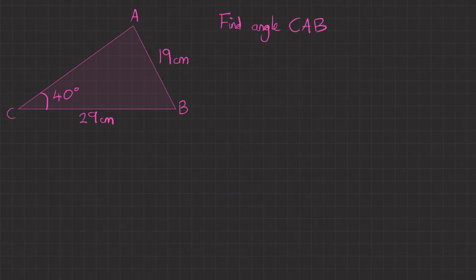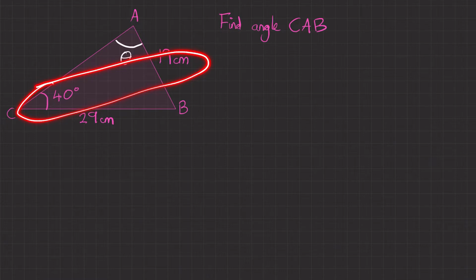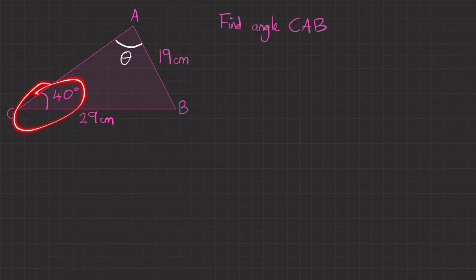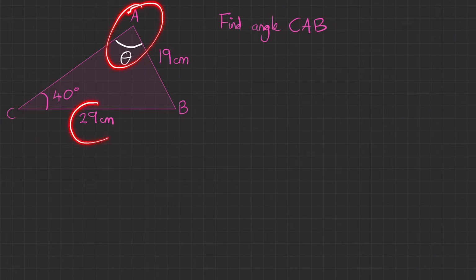Now it's asking us to find angle CAB, so it's actually this angle here. So I'm going to draw this on, and we've got the angle, and I'm going to call it theta. Now for the sine rule, we've got a corresponding pair of angle and side, because we've got angle C and side C. And we're looking for angle A, and we've been given side A. So we're going to be using the A's and C's from the sine rule.